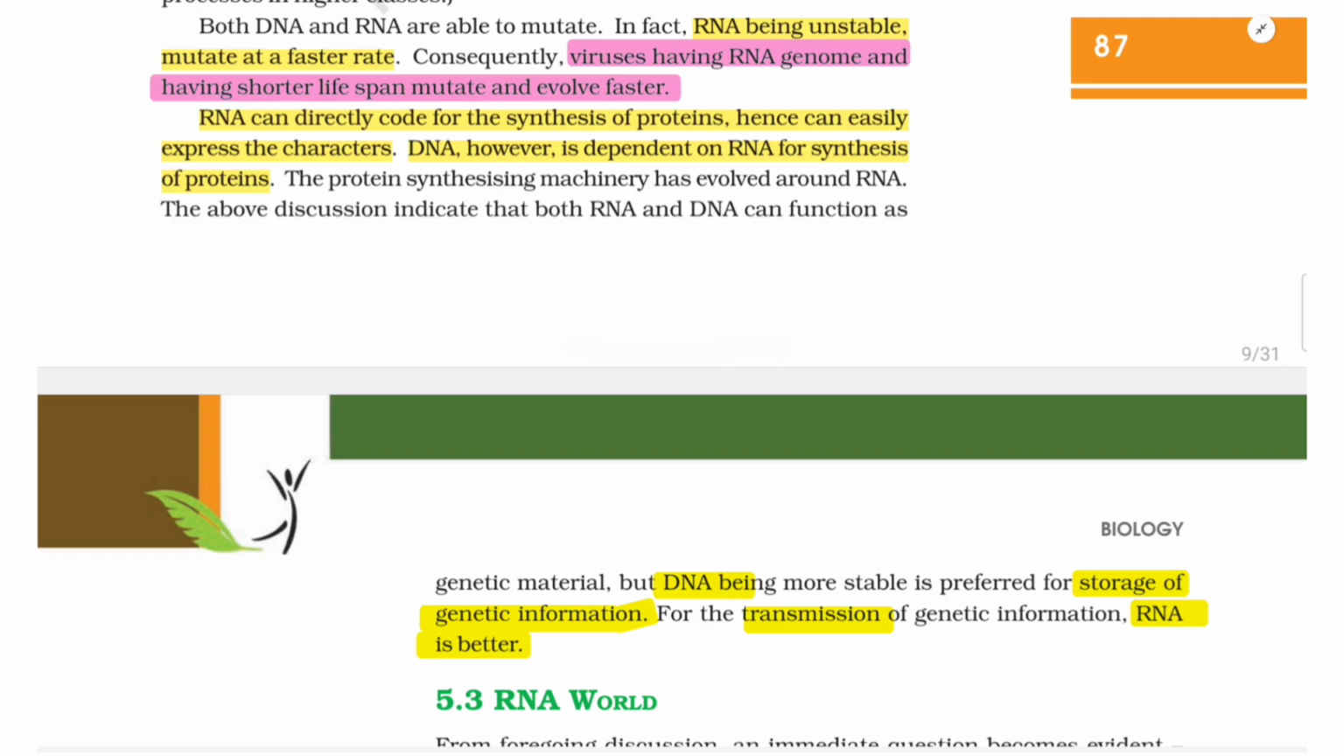RNA can directly code for the synthesis of proteins, hence can easily express the characters. DNA, however, is dependent on RNA for synthesis of proteins. Therefore, the protein synthesizing machinery has evolved around RNA. The above discussion indicates that both RNA and DNA can function as genetic material, but DNA, being more stable, is preferred for storage of genetic information. For the transmission of genetic information, RNA is better.